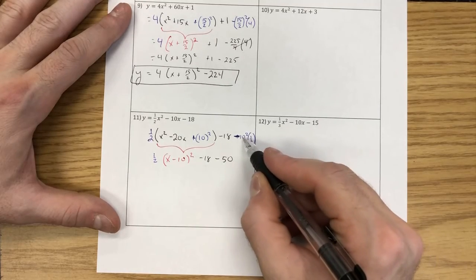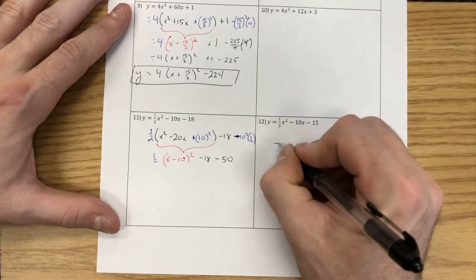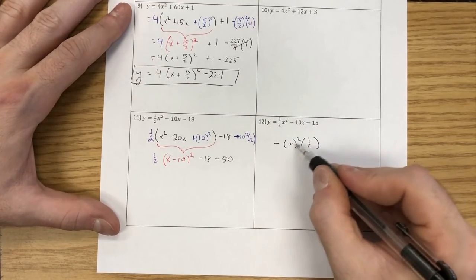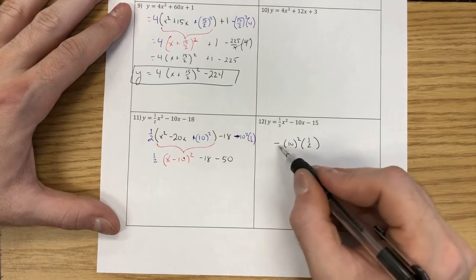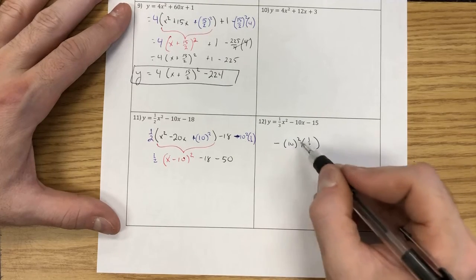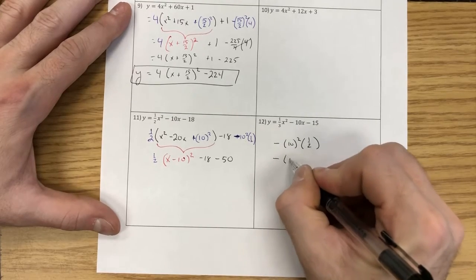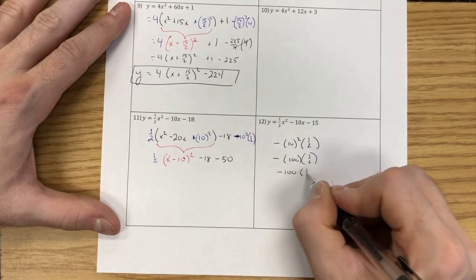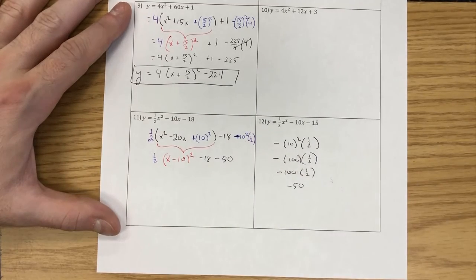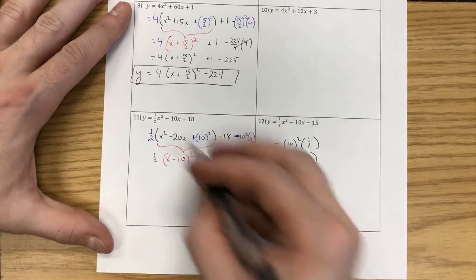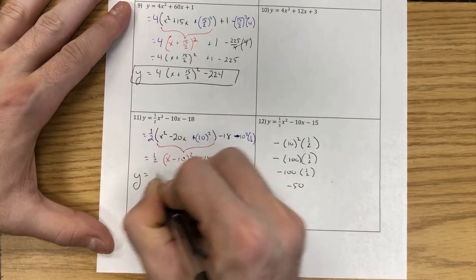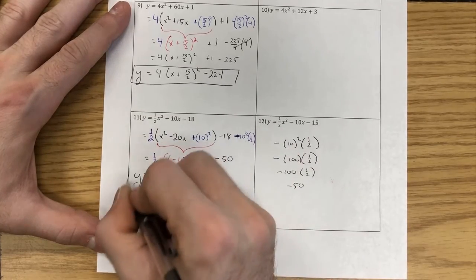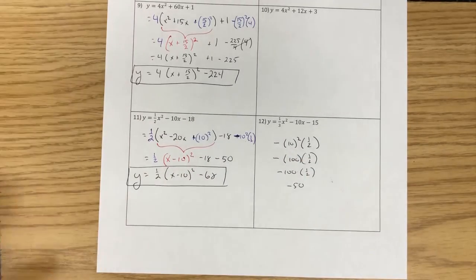And remember, for some of you, you might say, well, no, shouldn't that be a plus? Remember, that's minus 10 squared times 1/2. Remember, the order of operations rule says that only that 10 is squared unless that negative or anything else is included in an additional set of parentheses. So that'd be negative 100 times 1/2, which is negative 50. And so right here, we're left with y is 1/2 times x minus 10 squared minus 68. Perfect. And there we go.